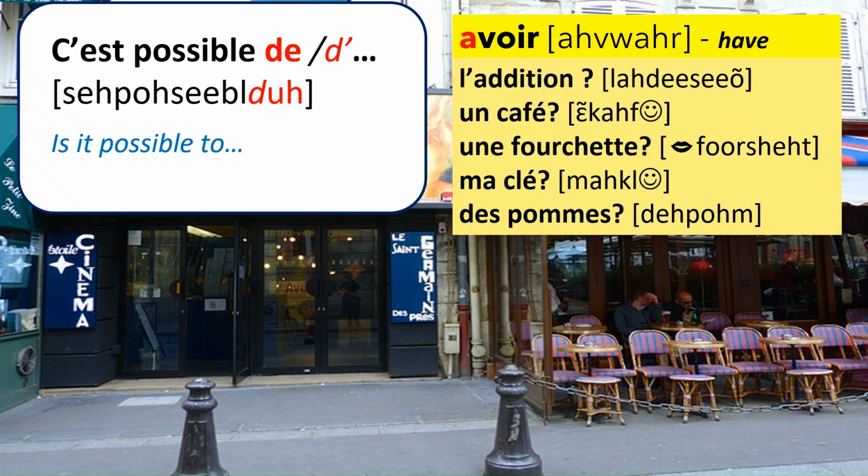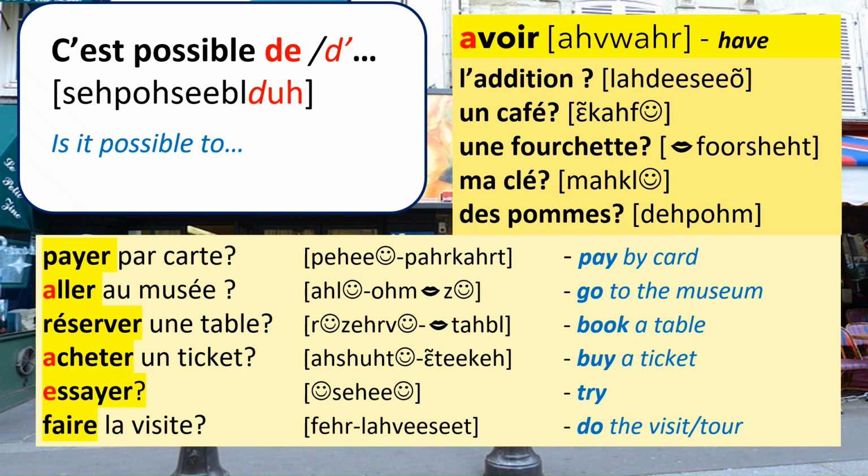C'est possible d'avoir l'addition. C'est possible d'avoir un café. C'est possible d'avoir une fourchette. C'est possible d'avoir ma clé. C'est possible d'avoir des pommes. And of course, you can use this structure with other verbs. C'est possible de payer par carte. So this time I use de in full, no apostrophe, because pay is a consonant.